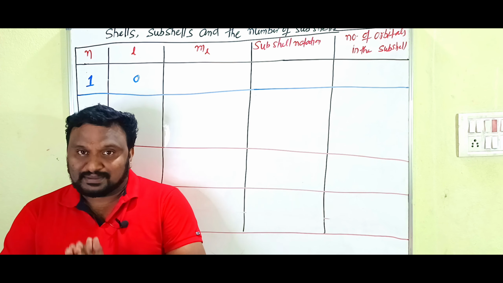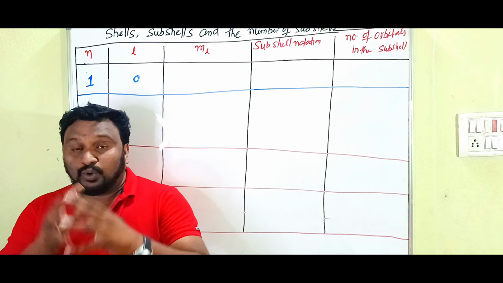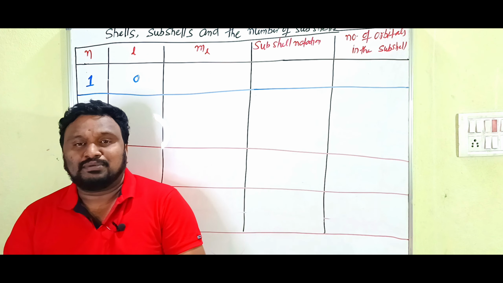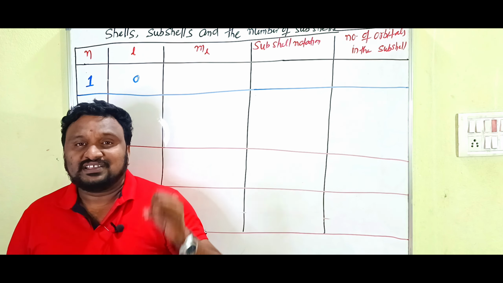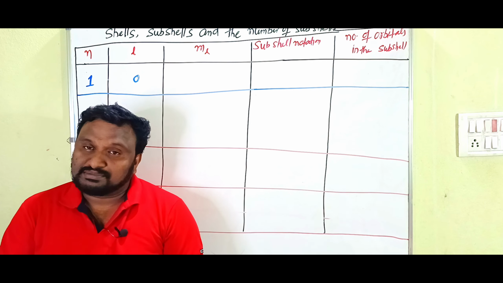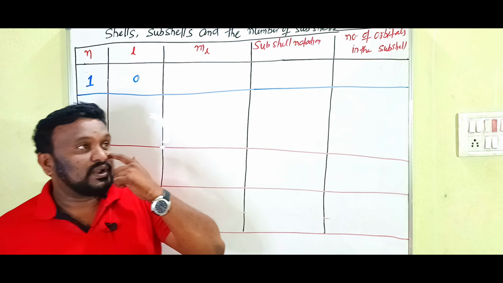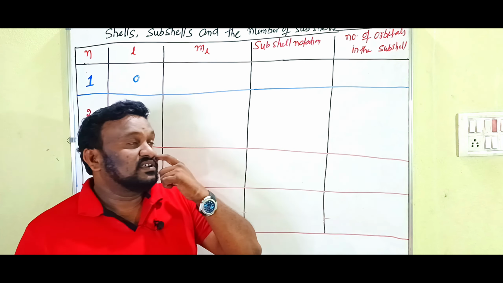Shell, subshells, and number of orbitals in the subshells. How can we represent them in a single table? We have to represent the main shell, subshell, and number of orbitals in the subshells. How can we represent them? That should be given in one table. Look at that. The same table was given in our textbook.